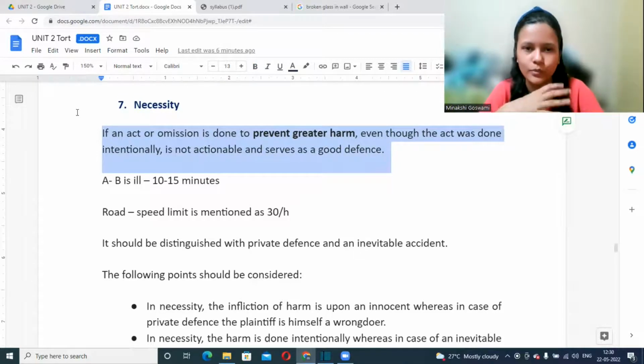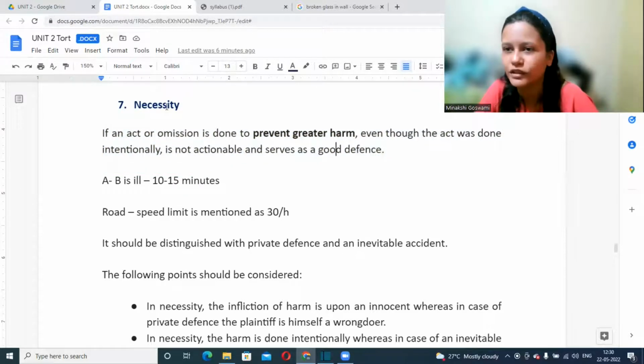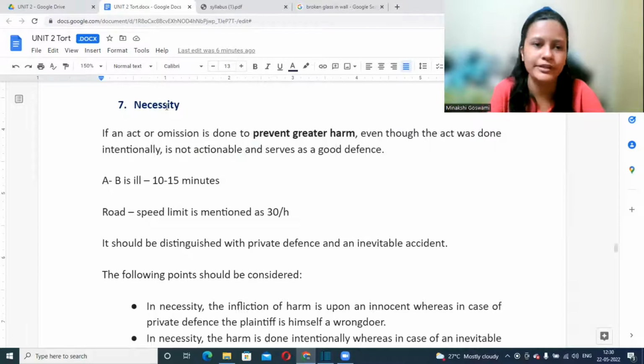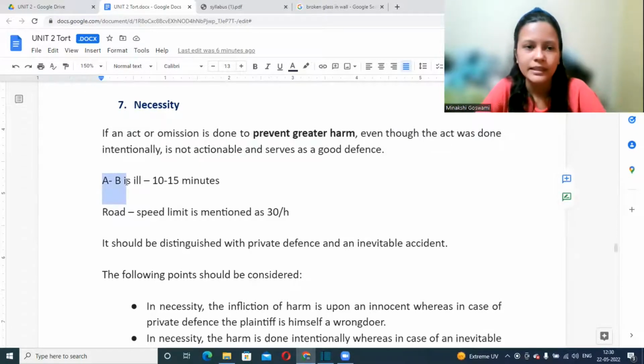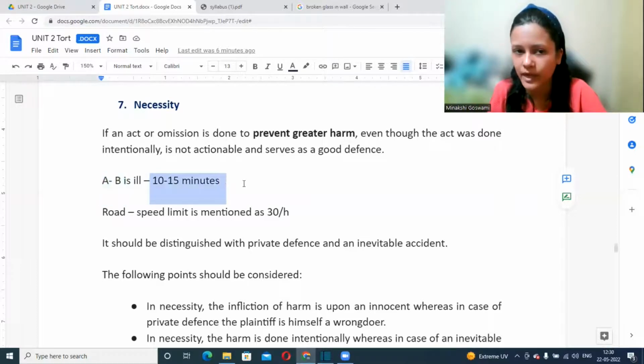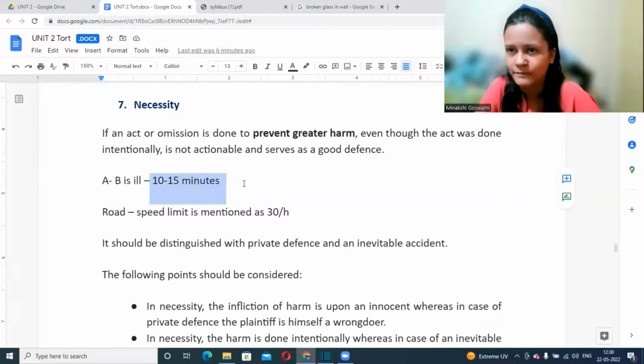If I am knowingly taking a risk, why am I doing it? I want to prevent a greater harm. In such cases, I can give the defense of necessity. Take, for example, there are two persons in a house, A and B. B is super sick. He is very ill. And A knows it for sure that if I am not able to take him to the hospital within the next 10 to 15 minutes, this person is going to die. His condition is so bad.